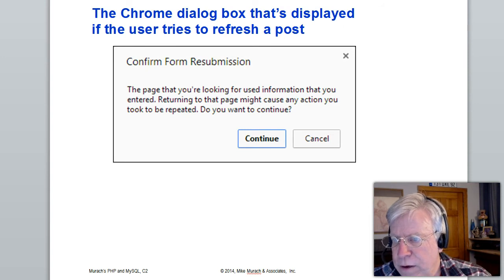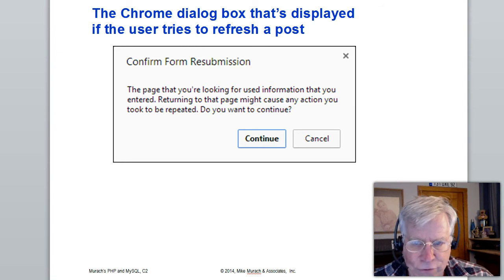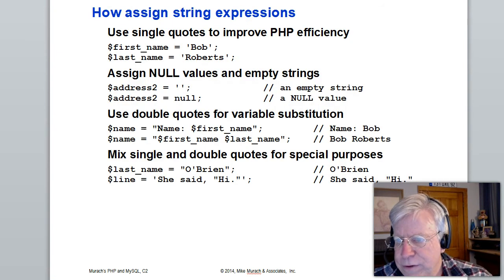This Chrome dialog box displays if the user tries to refresh a POST. A lot of times when you do a POST command and it hasn't gone through, you'll get this message.